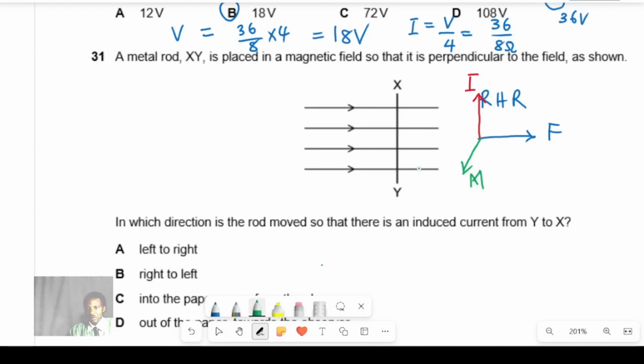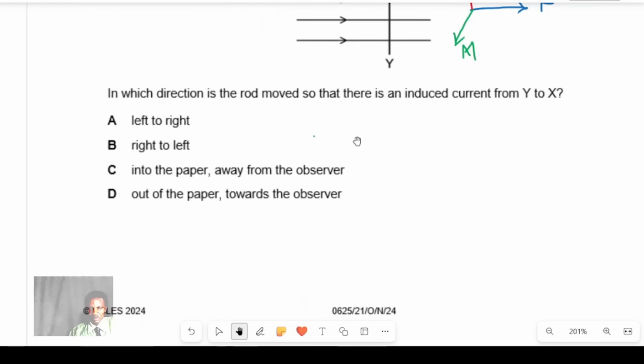Okay, so if you do this, all right, so this is it. You can see my hand. Okay, so the motion is coming towards the face of the observer, so out of the paper towards the observer. So the answer there is D.